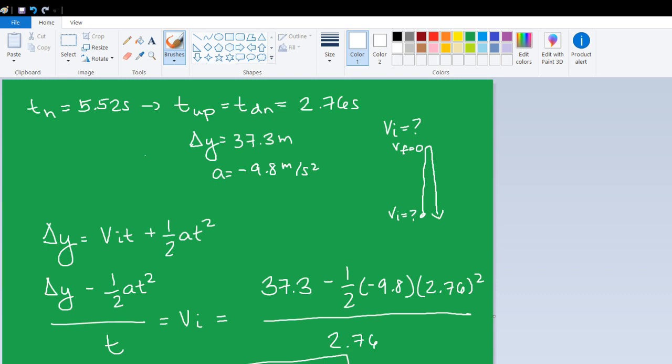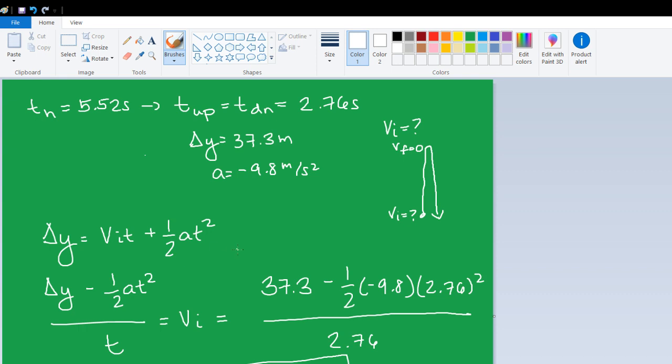Anyway, so those are just some sample calculations using hang time. We did compute for delta y, which is the maximum height. We could also compute for VI. And we could also compute for time if we're not given the time. If we're given the delta y, the maximum height, then we could use that to compute for hang time.